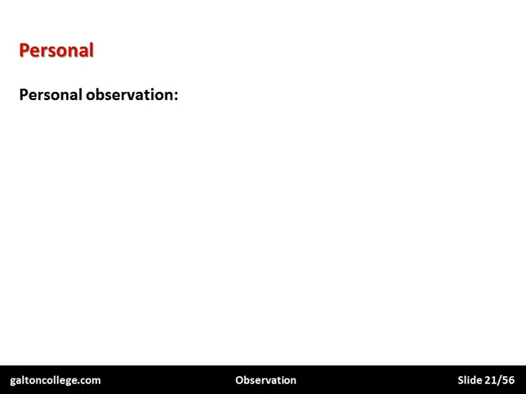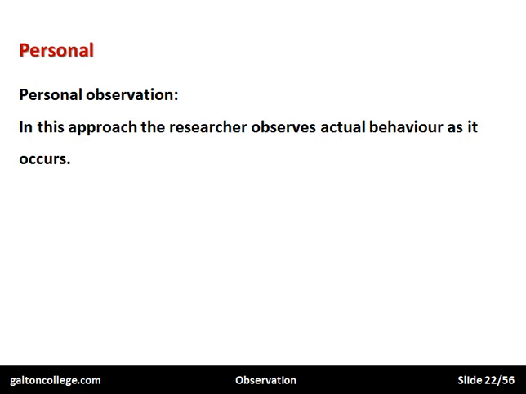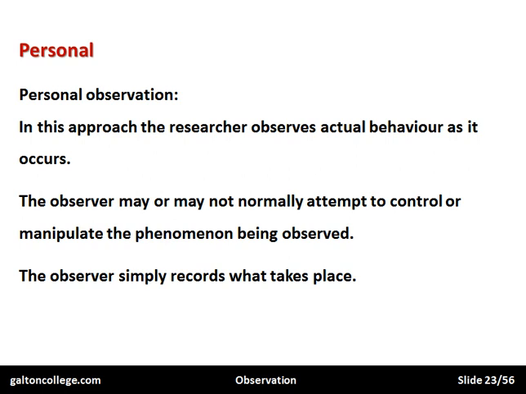Now the personal one. Well, personal observation, in this approach, the researcher observes the actual behaviour as it occurs. The observer may or may not normally attempt to control or manipulate the phenomenon being observed. The observer simply records what takes place.